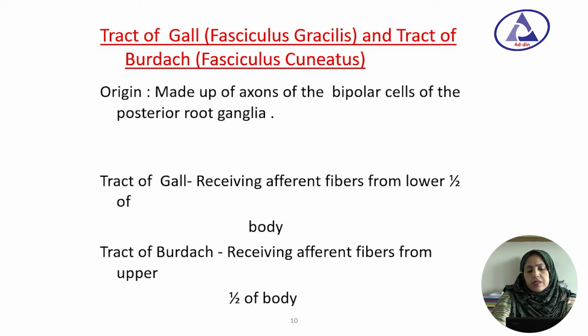Now we are going to start the course and termination of the tract of Goll and the tract of Burdach. The tract of Goll is also called the fasciculus gracilis and the tract of Burdach is called the fasciculus cuneatus. Origin: it is made up of axons of the bipolar cells of the posterior root ganglia. The tract of Goll receives afferent fibers from the lower half of the body and the tract of Burdach receives fibers from the upper half of the body.